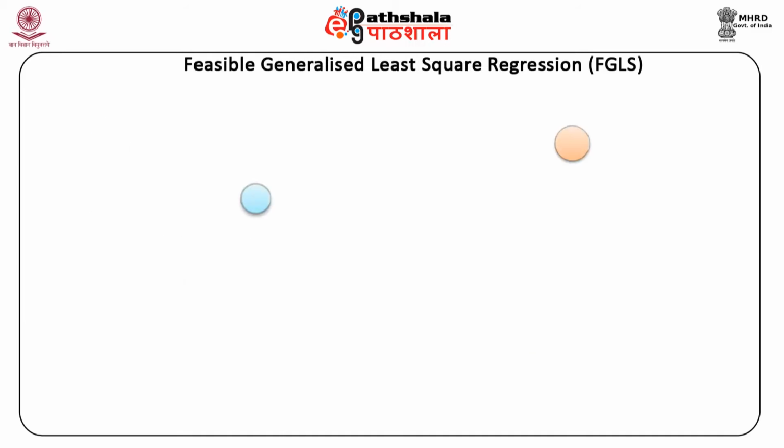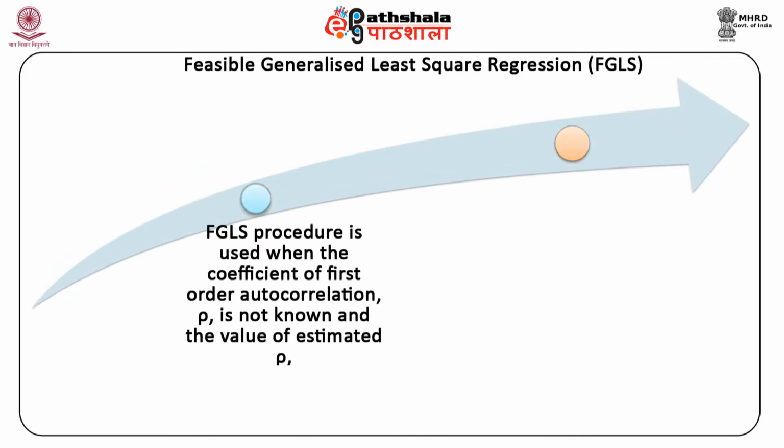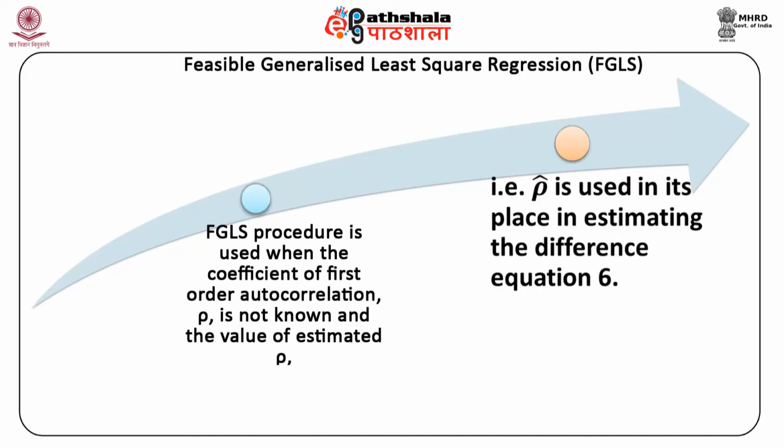Feasible GLS, or feasible generalized least squares regression. The FGLS procedure is used when the coefficient of first order autocorrelation rho is not known, and the value of estimated rho, that is rho hat, is used in its place in estimating the difference equation 6.